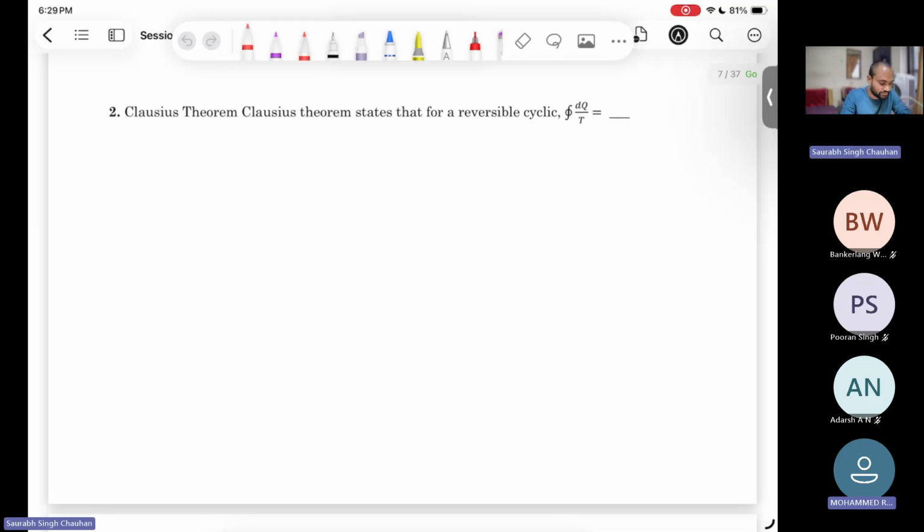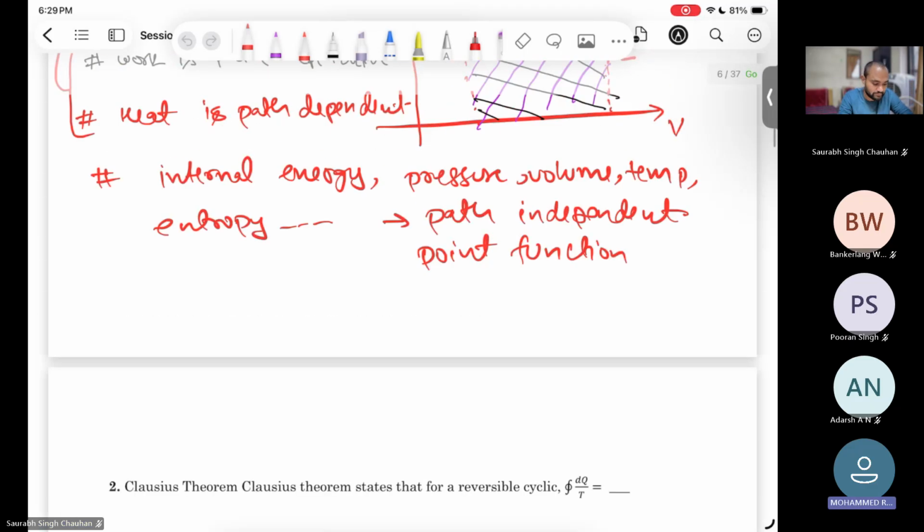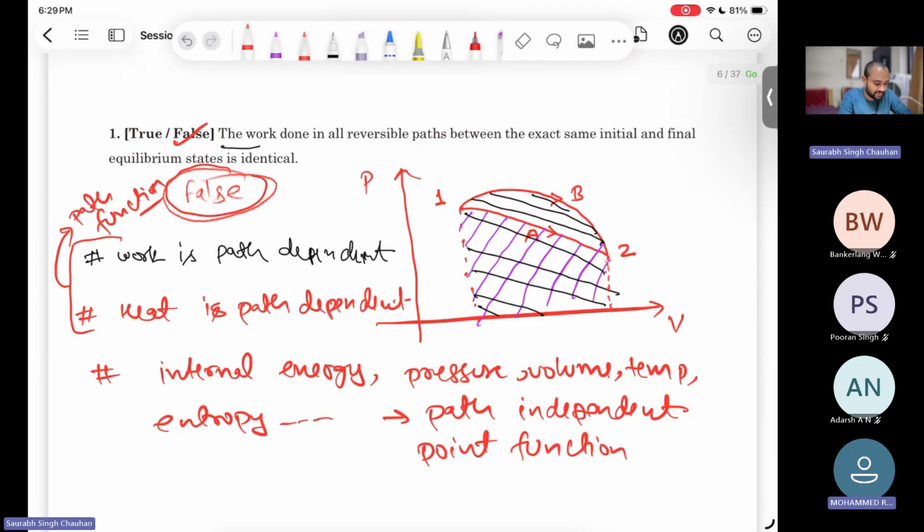Now coming to the next. Sir, in the last question, it mentioned equilibrium state. So for the work to be a path function, should it be an equilibrium state or not? Okay. So there are few things we should keep in mind.